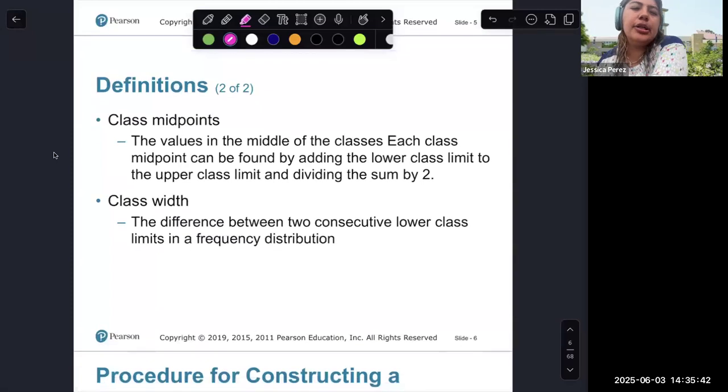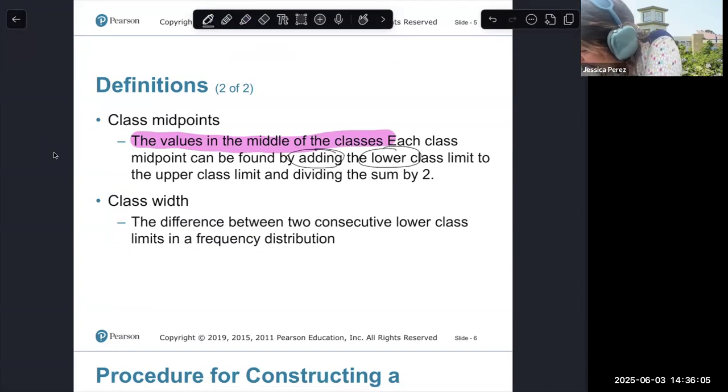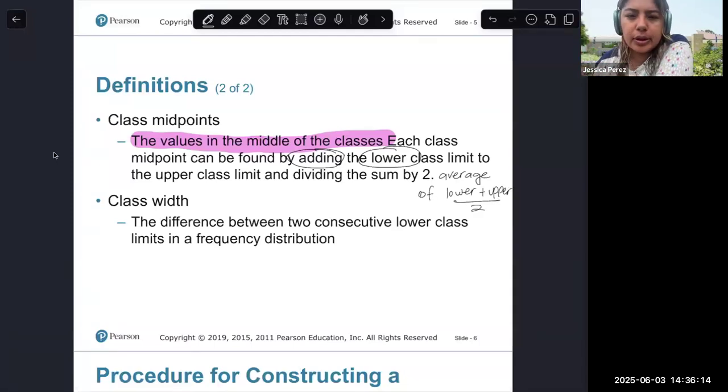There are also class midpoints, which are the values in the middle of the classes. Each midpoint can be found by adding the lower to the upper and dividing it by 2. So it's taking the average of the lower plus the upper divided by 2.